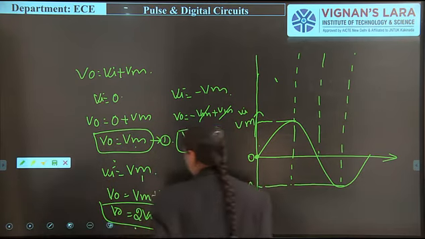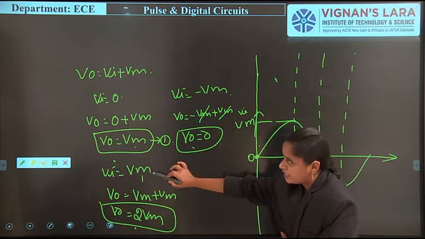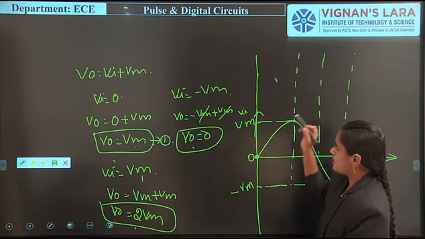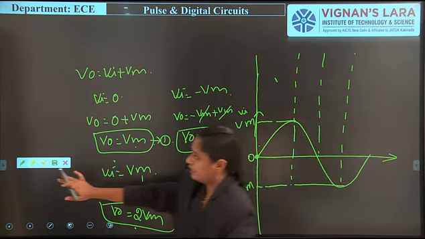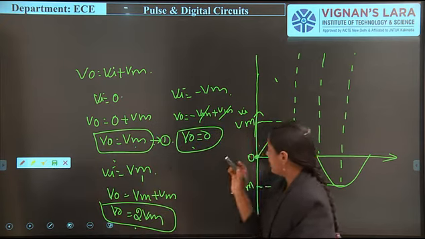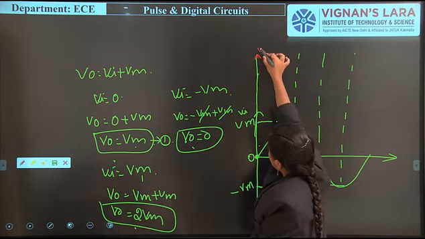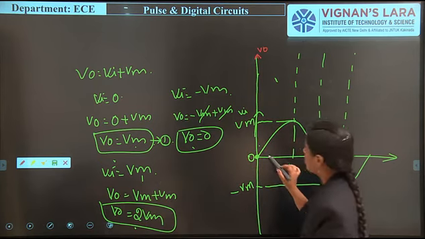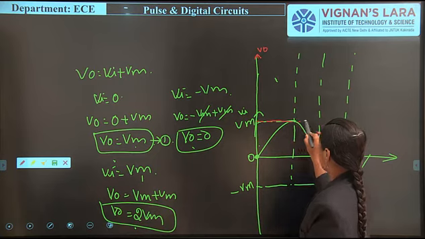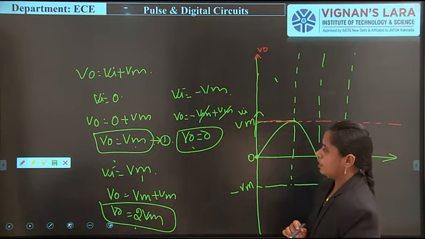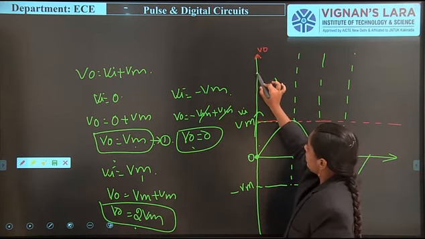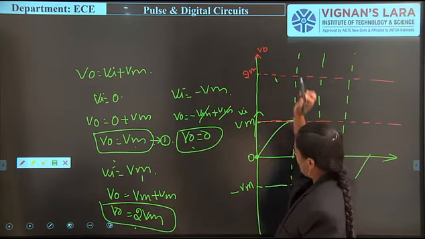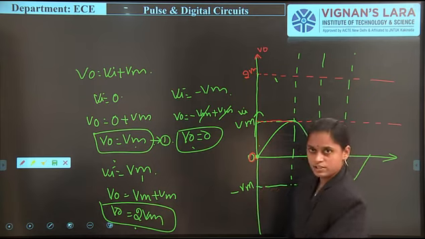So we have to observe the conditions. The first condition is at Vi is equal to 0. What is the output waveform? Vm. So it starts here, and we indicate the output waveform with the red color. So this is V0. The V0 terms will be Vm, then 2 Vm, and 0. So this is the indication for the output, that's why Vm, and the next one is 2 Vm and 0 also. So these are the conditions we have to observe.